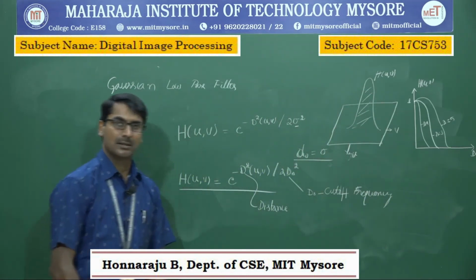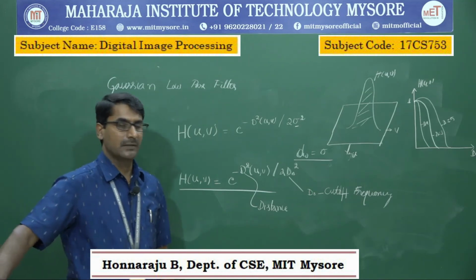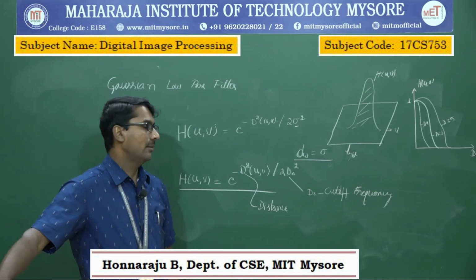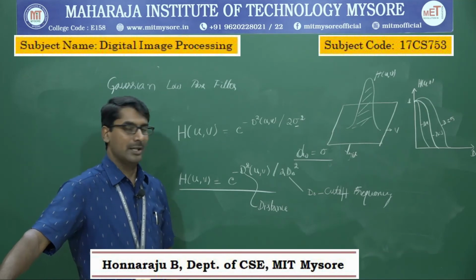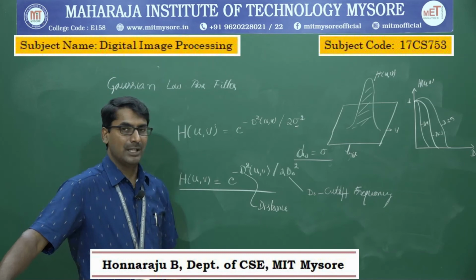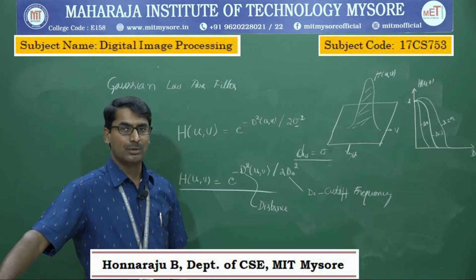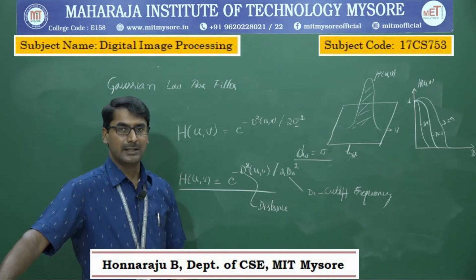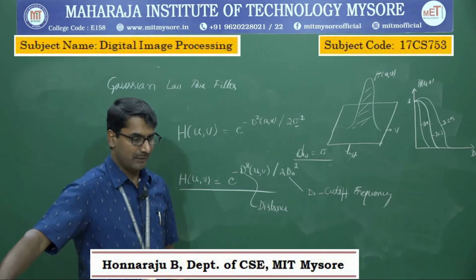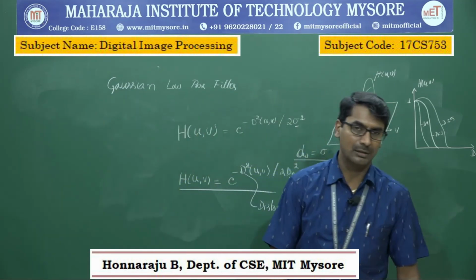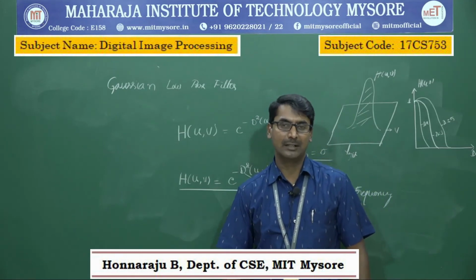So if D naught value is less, like 2 or 5, then there is a blurring effect. If the D value is higher, like 30, 40 or 100, then there is no blurring effect and no ringing effect. So the main difference between the ideal low pass filter and the Gaussian filter is that in the Gaussian filter there is no ringing effect, but in the ideal low pass filter there is a blurring effect.